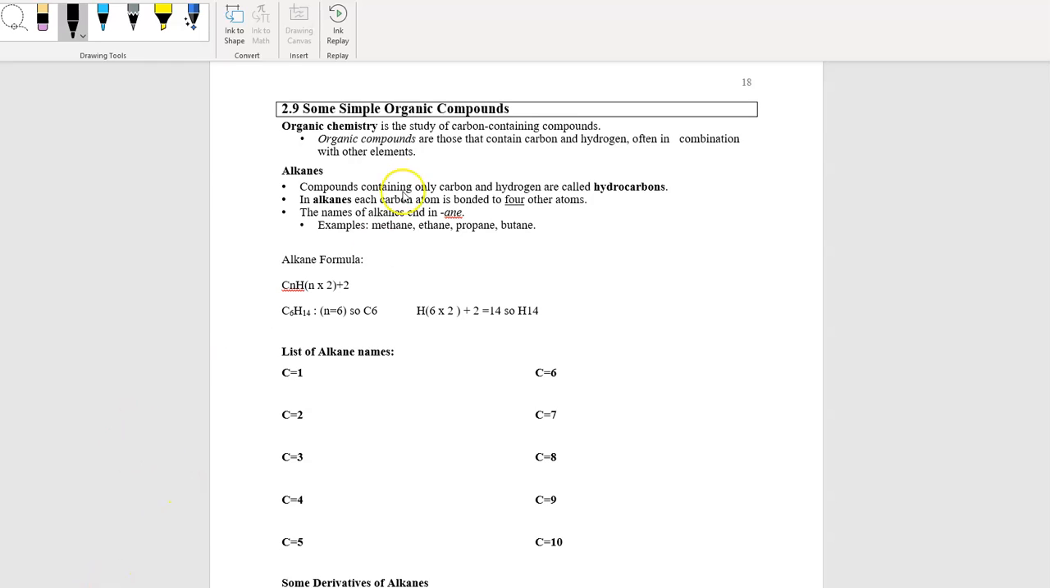Hello AP. Our last topic in chapter 2 is a topic that you probably did not see last year in CP or honors, and it's called organic compounds. Now, organic compounds is not heavily tested anymore on AP, but you do have to know the 10 basic alkane names. The majority of it got cut back in the day, which is a good thing, but we still have to know a little bit about it.